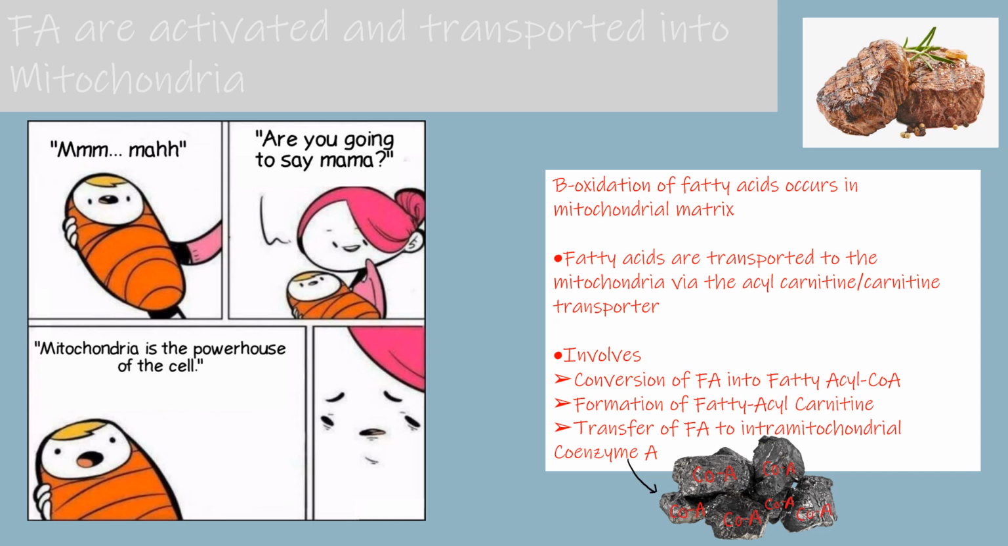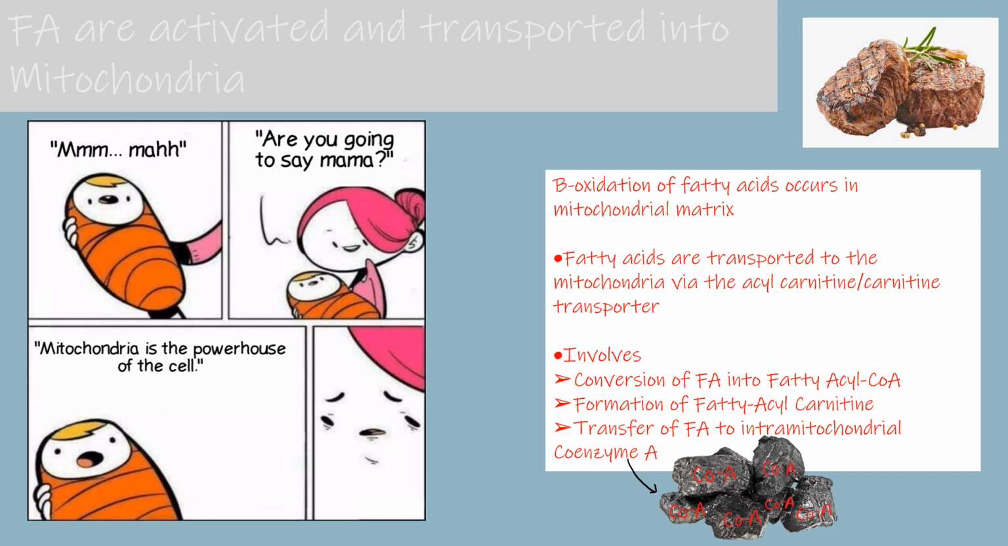And then, of course, we have our fatty acids, which are activated and transported into the mitochondria. And we have our joke, as always, mitochondria is the powerhouse of the cell. And from there, we can see that beta oxidation of fatty acids occurs in the mitochondrial matrix. So from there, the fatty acids are transported to the mitochondria via the acyl carnitine transporter. And to remember carnitine, we can think of carnivore, so meat. So I have an image of basically a nice juicy steak that we would all love to have.